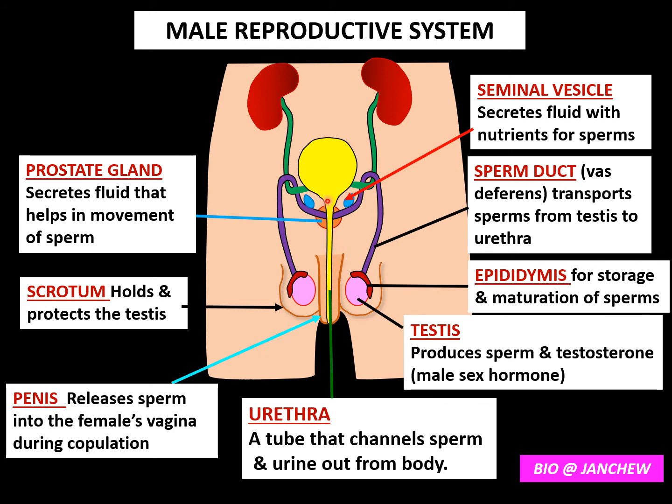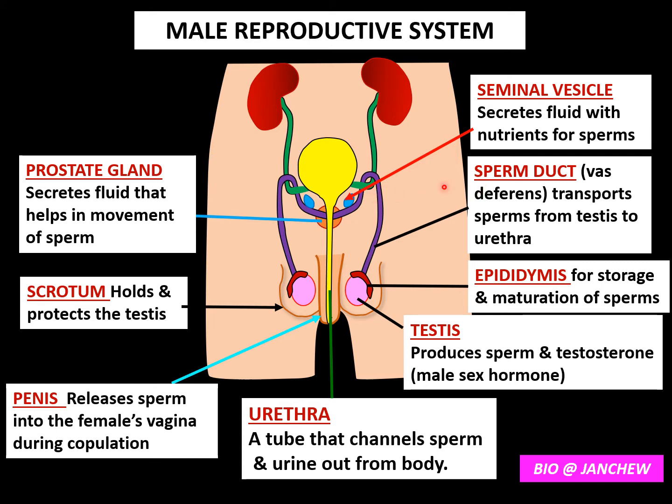So the urethra is actually connected to two systems. It's connected to the male reproductive system and also to the bladder, that means to the urinary system. Okay, this is the bladder here. So the bladder is not part of the male reproductive system. It is part of the urinary system.